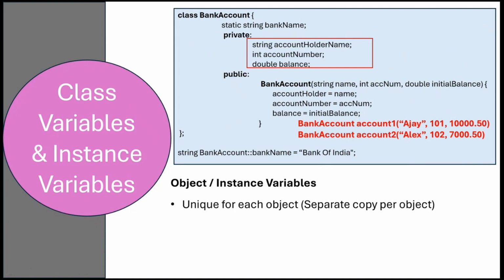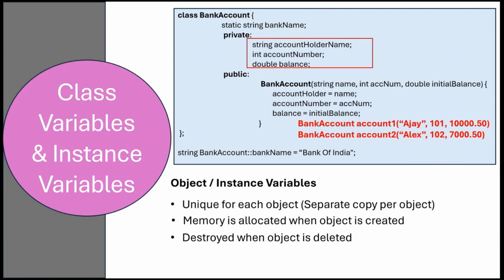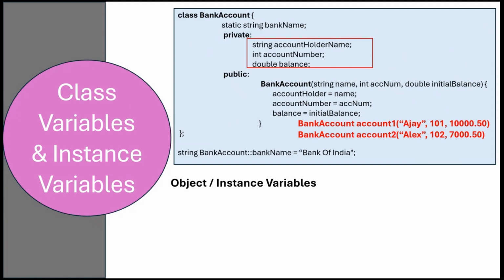When the object gets created, the memory for these variables is also allocated as a part of that object's memory, right? So it is a separate copy per object, right? And when the object is deleted or destroyed, or cleaned up, these variables also get cleaned up because they are a part of the object memory. The object is also called an instance. That's why they are called object variables or instance variables.